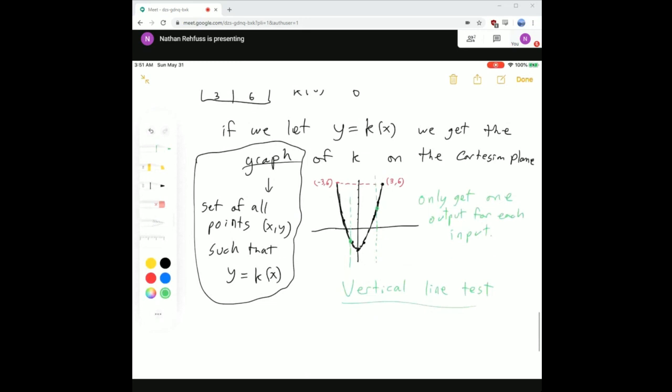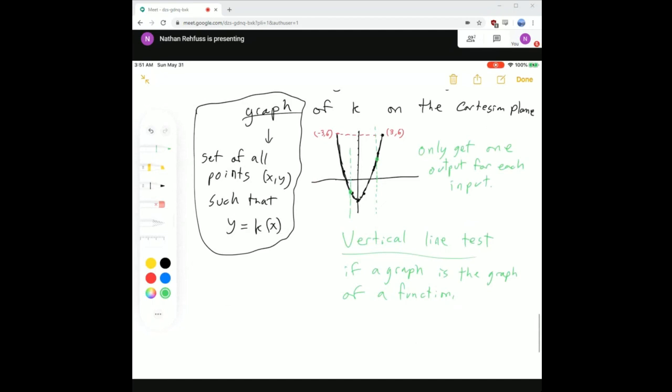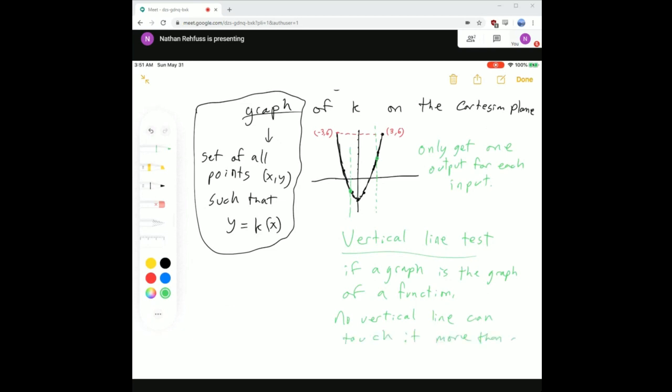If a graph is the graph of a function, no vertical line can touch it more than once.